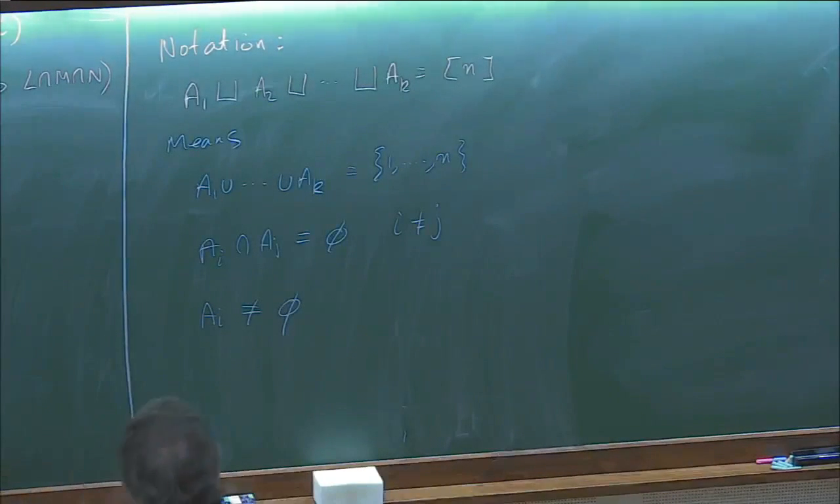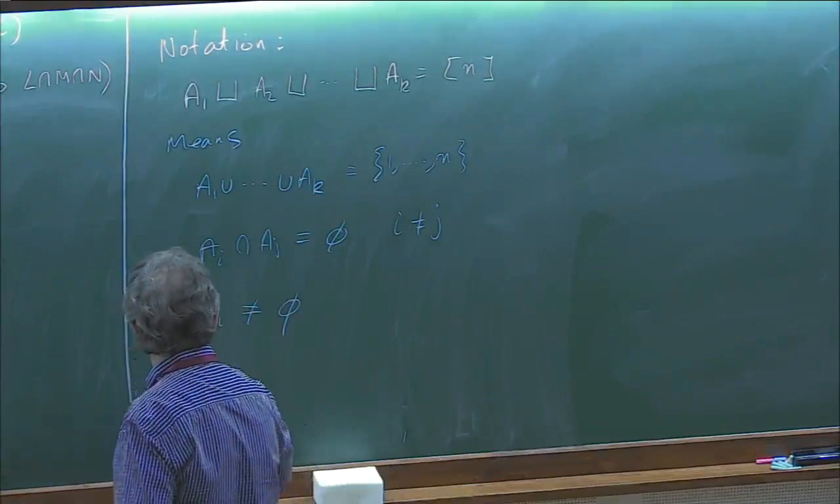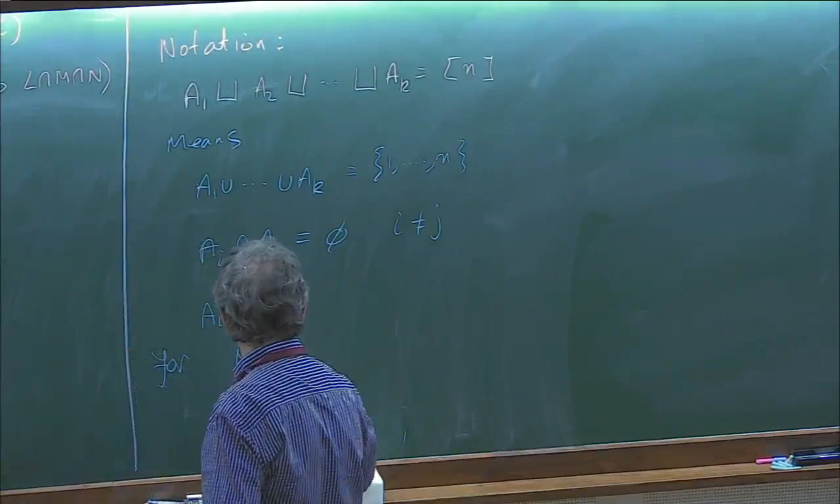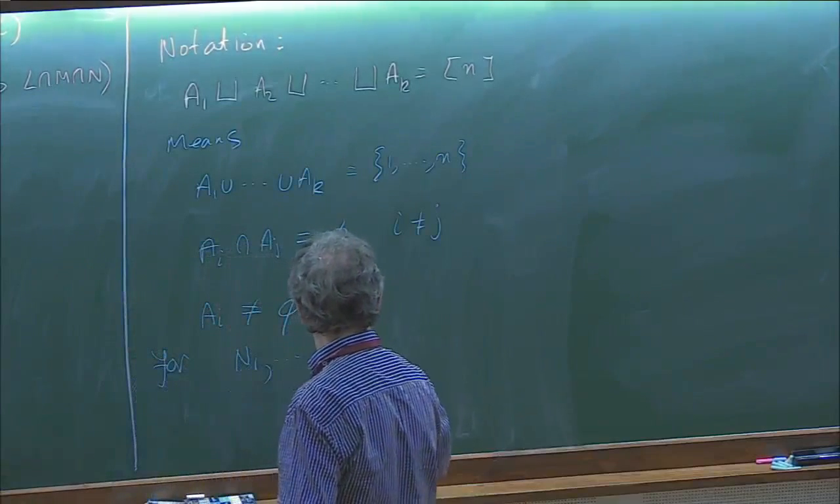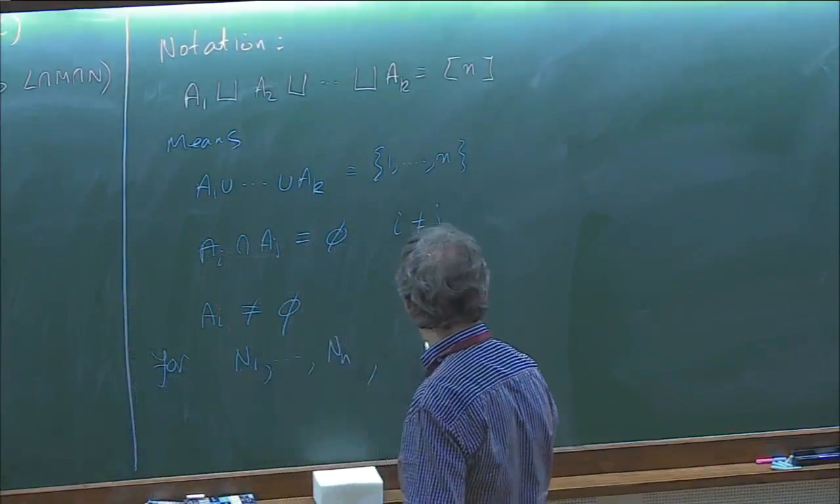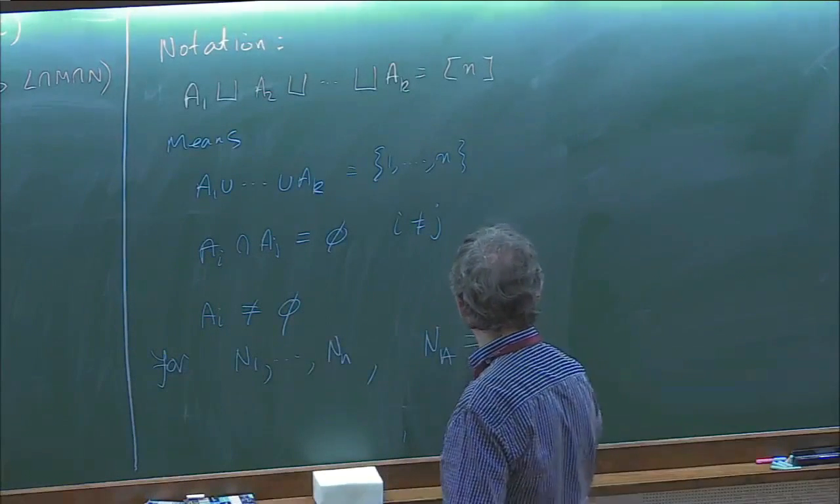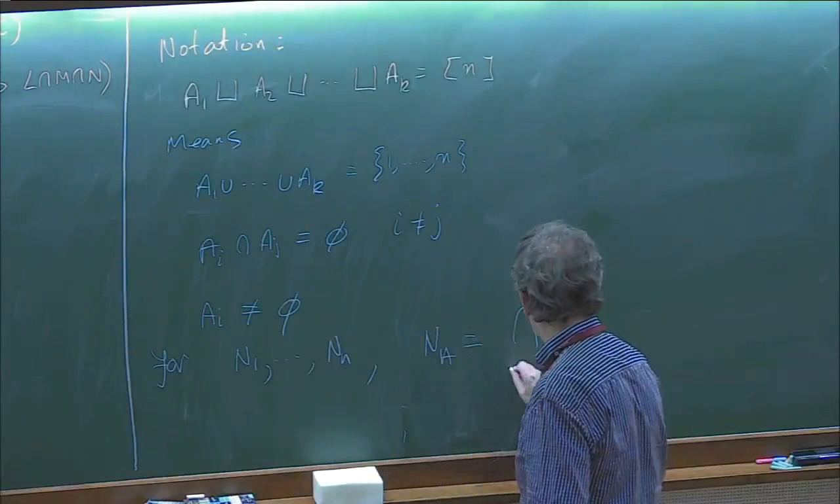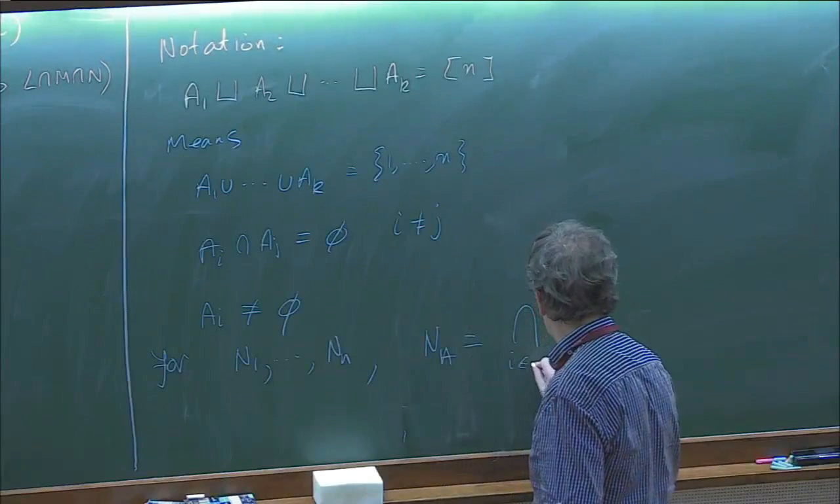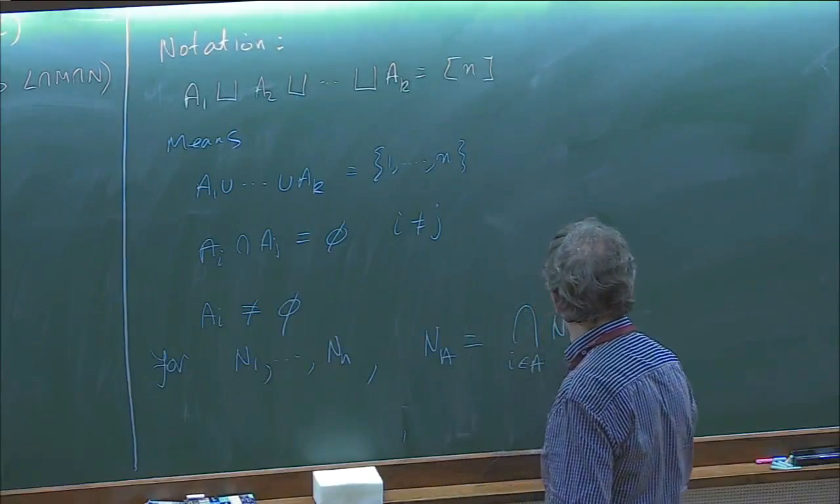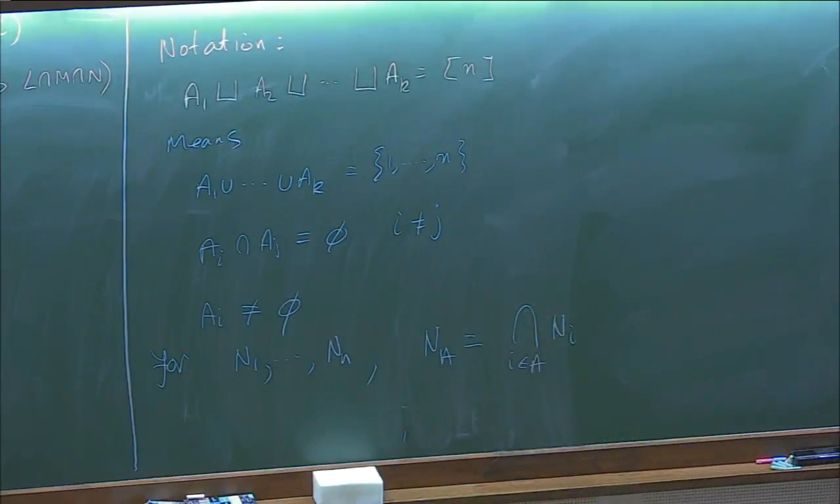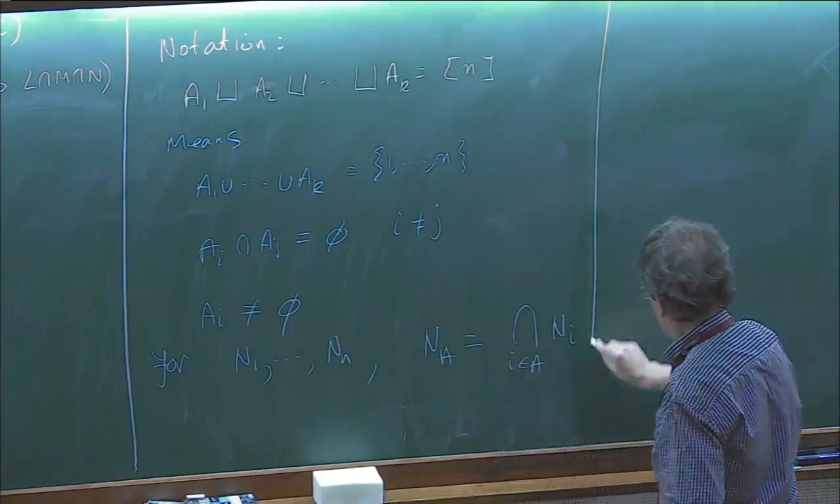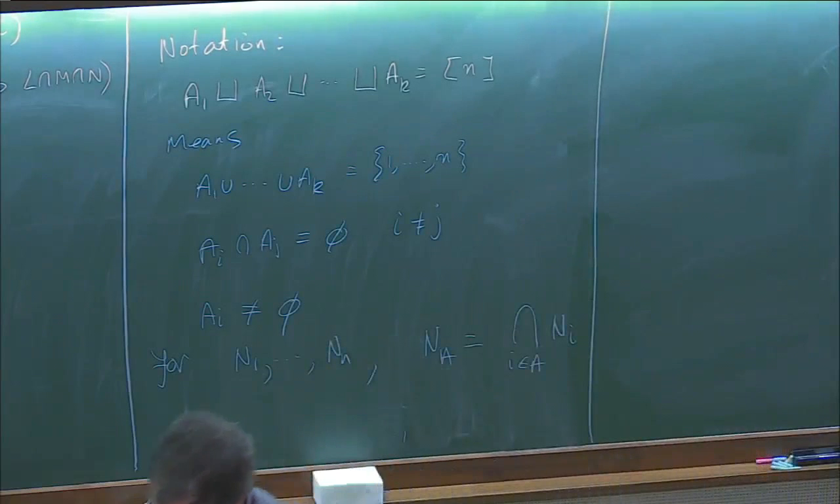And I'll also say that when I've got n subgroups, I'll define n subscript A just to mean the intersection of those ni for i in A. Now I can come to the definition.